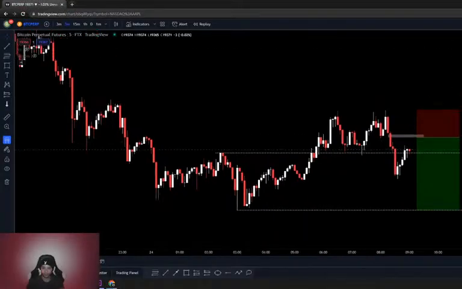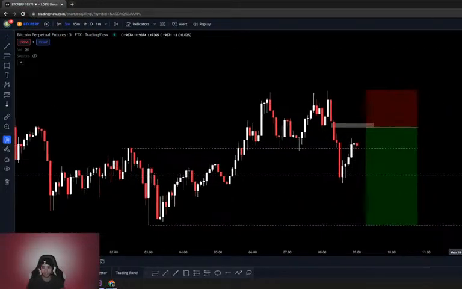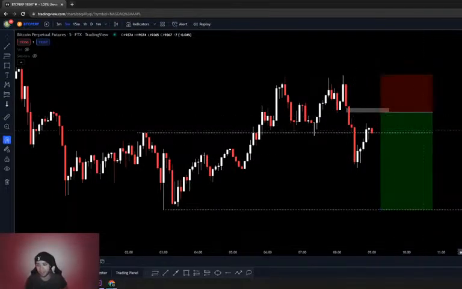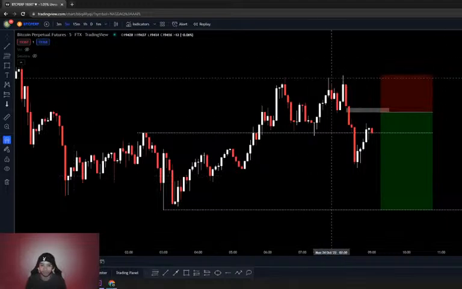I'm looking for a short position pretty much. I've got a fair value gap marked out here, and I am targeting 19257. So how did I come to this trade?